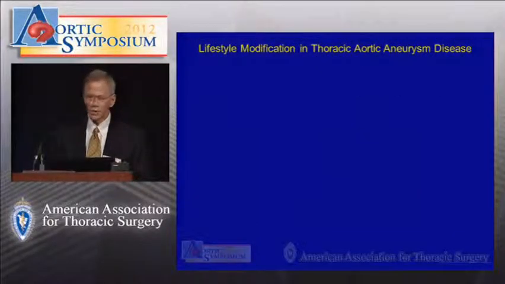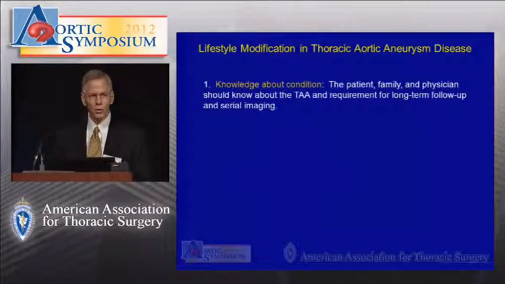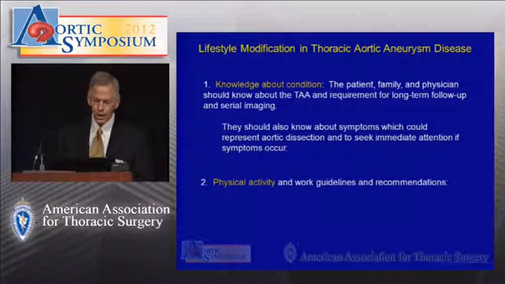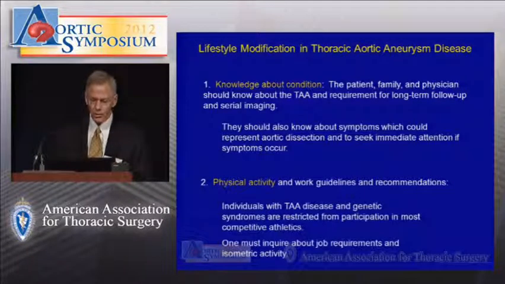Lifestyle modification is a critical aspect of thoracic aortic aneurysm disease management. It's important to inform the patient, his or her family, and the physician that an aneurysm is present and that long-term follow-up and serial imaging are necessary. They should also know about the symptoms of aortic dissection and what to do if that symptom occurs.